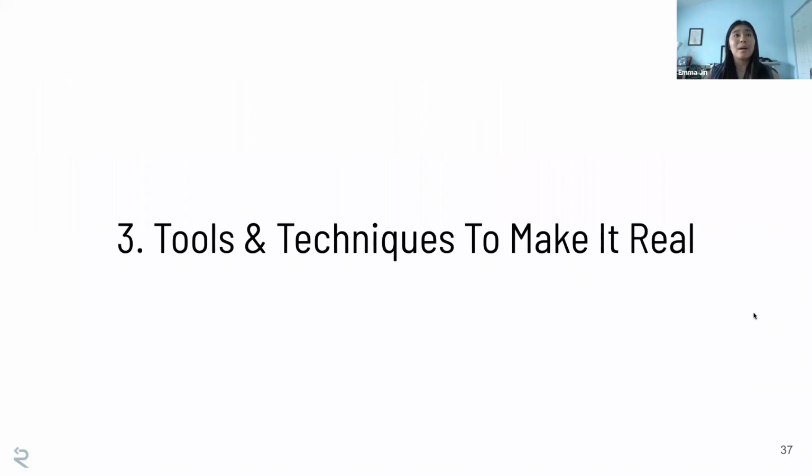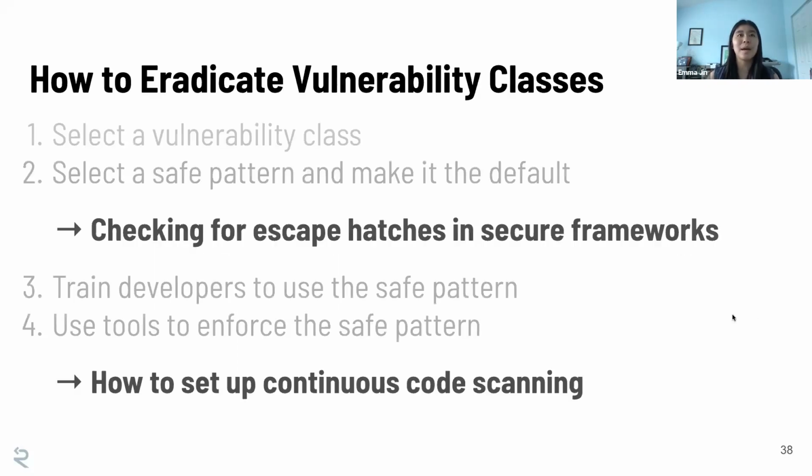Cool. So that's an overview of how to build a program. We're going to talk about some tools and techniques to make it happen. In particular, we'll talk about the second and the fourth bullet points here, and mostly the fourth, how we can set up continuous code scanning to actually enforce the safe pattern.